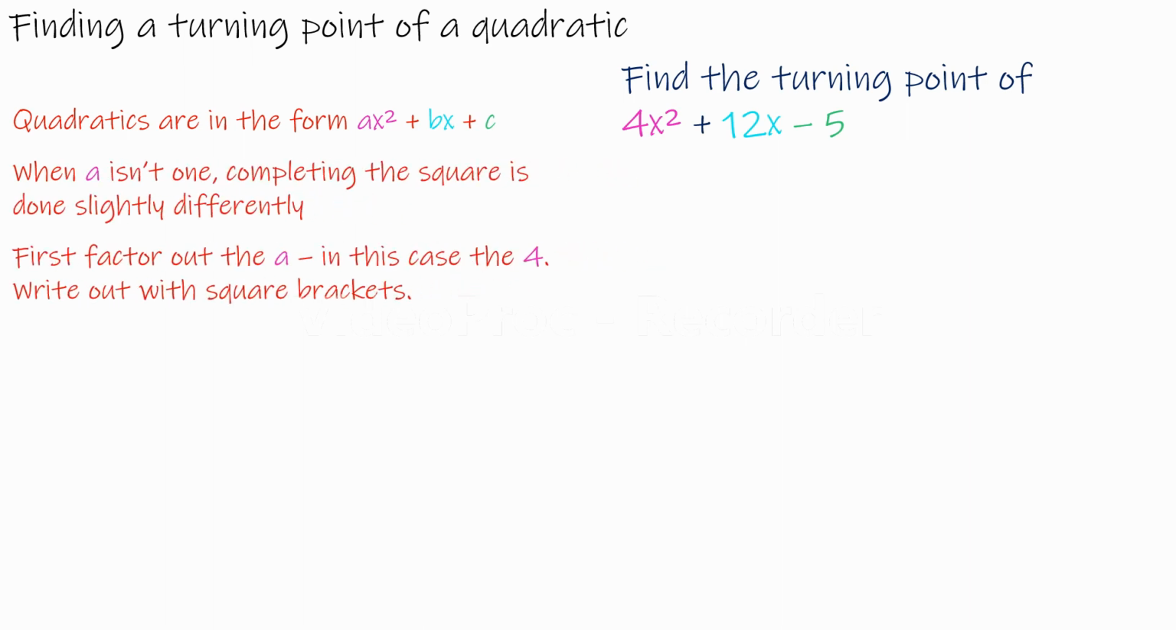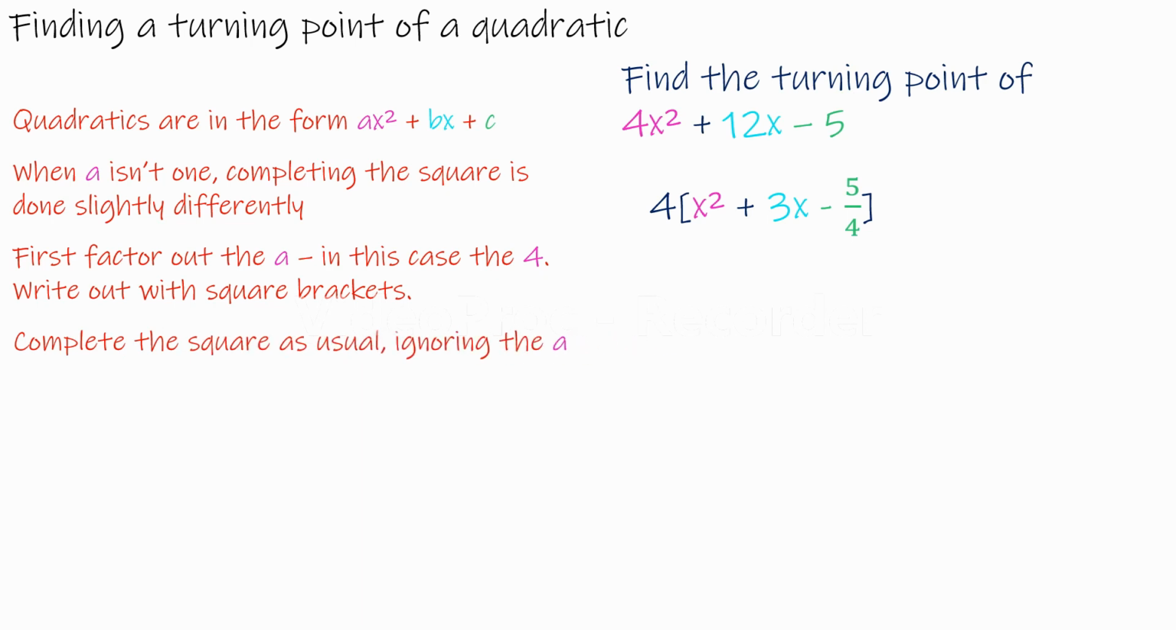So, first we need to factor out the a. In this case we have a 4, and then we write it outside with square brackets. So here we've taken the 4 out of the whole equation by dividing everything within there by 4. Now, next we're going to complete the square as usual within those square brackets, and we're just going to leave the 4 on the outside and ignore it for now.